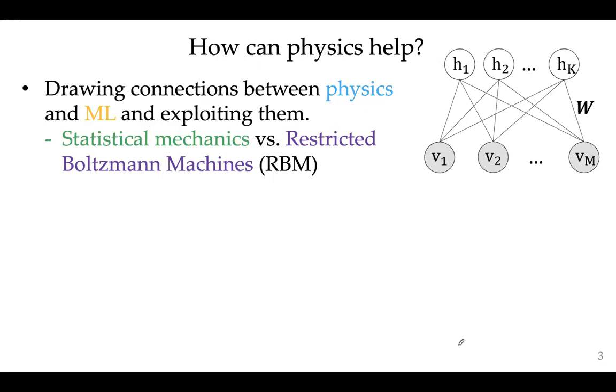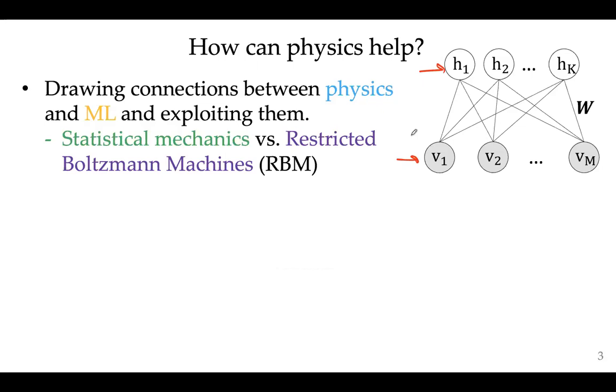For example, in the following slides, I will talk about statistical mechanics and how it is related to the unsupervised machine learning models, restricted Boltzmann machines. This architecture is actually an RBM. There is this hidden layer and there's this visible layer. So we will go into details later.